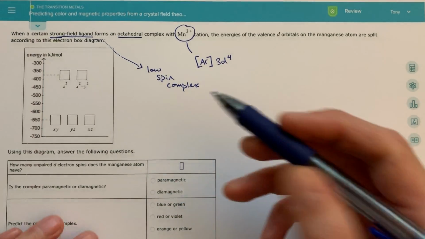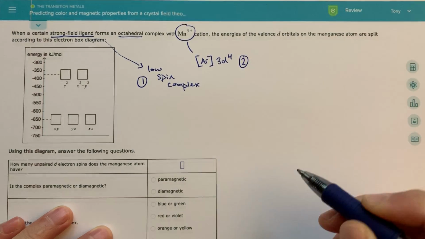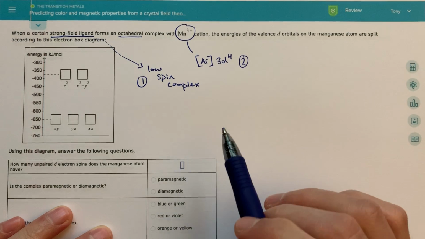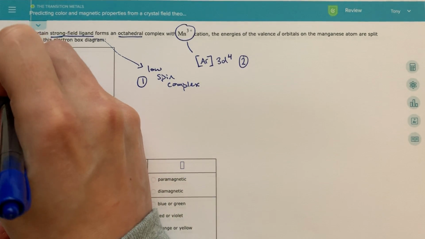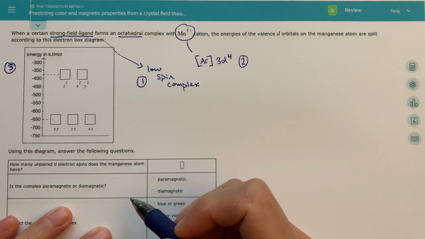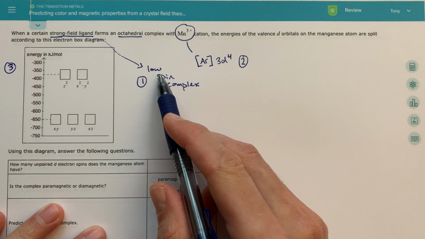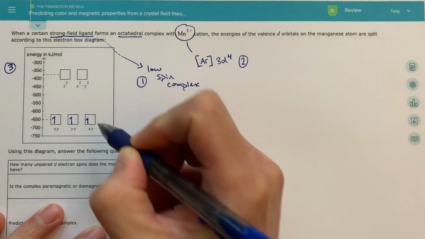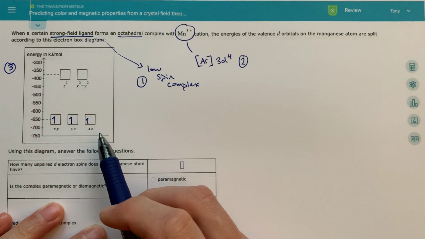So this is the first pieces of information. Number one, you need to determine, is it low spin or is it high spin? Number two, you need to figure out what the electron configuration is, so you know how many d electrons you need to fill into your diagram. So then step three is really just to fill in those electrons. I've got 4 electrons that I need to fill in. I know that this is a low spin complex, so I'm going to go 1, 2, 3. That's pretty straightforward, right? That's going to be the obvious first 3 electrons.